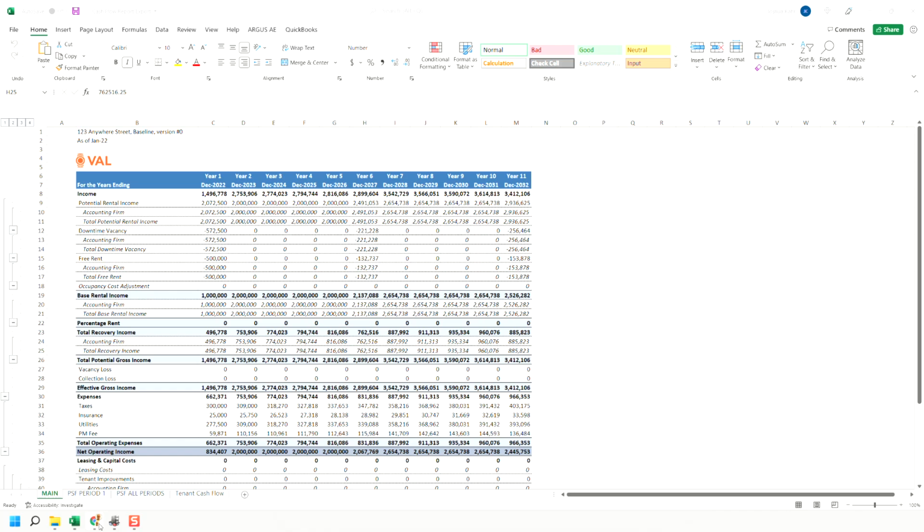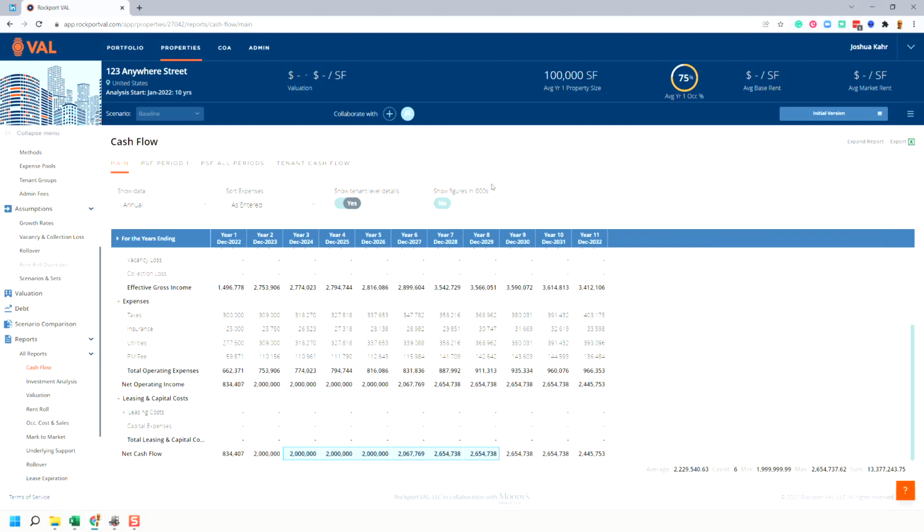And that is a very quick 10-minute let's mess around with RockportVal. I don't know if I'm going to say this is the future of analysis, because there's always going to be stuff you're going to do in Excel. I mean, things like equity waterfalls or complex debt structures. But for the grunt level of, hey, I need to build a cash flow statement, this is more than sufficient for spitting out a cash flow statement.